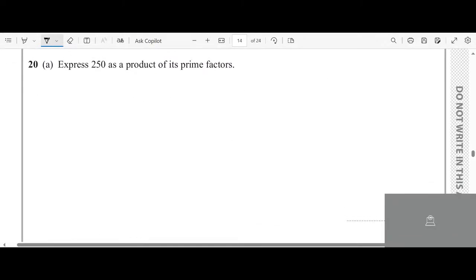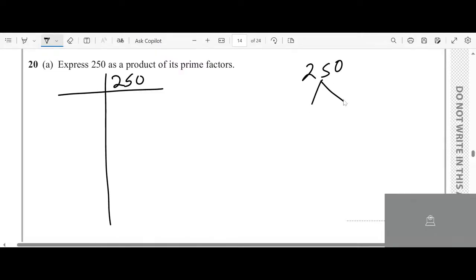Express as a product of its prime factors. You can use very many ways. I will use this method. For the people who have done the higher tier, you can just split it. This is 10 times 25. This is 2 times 5, and this is 5 times 5. Therefore, you have 2, 5, and 5.